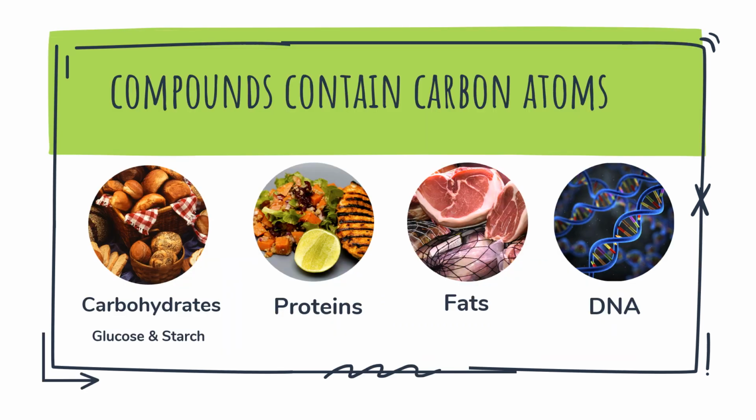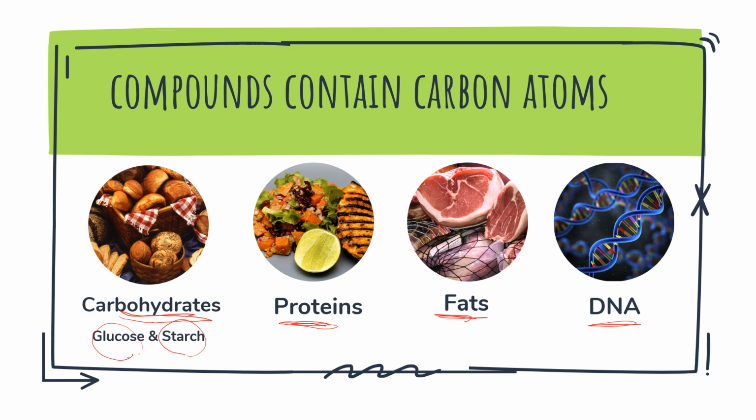We also have different compound forms that contain carbon atoms. The first one is carbohydrate, and the carbohydrate may be glucose and may be starch. Another chemical compound is proteins. And we also have fats, which also enter the structure of DNA.